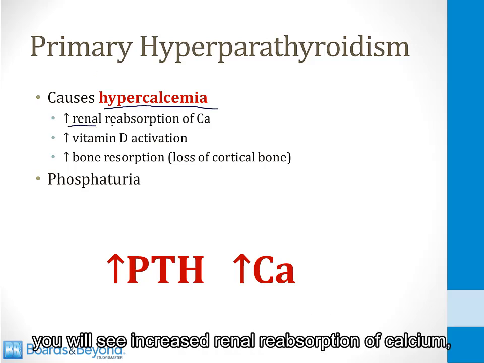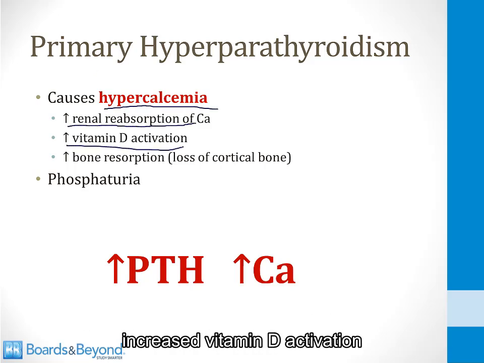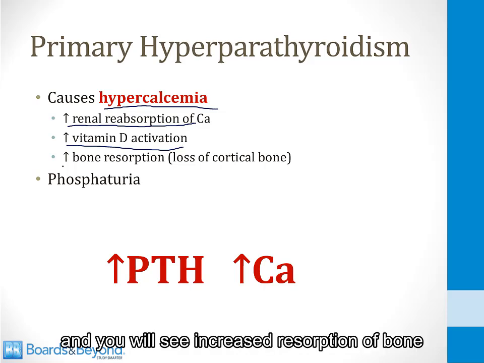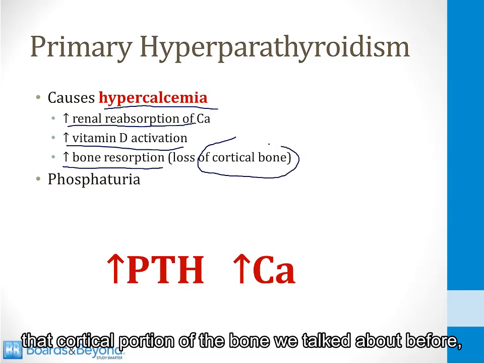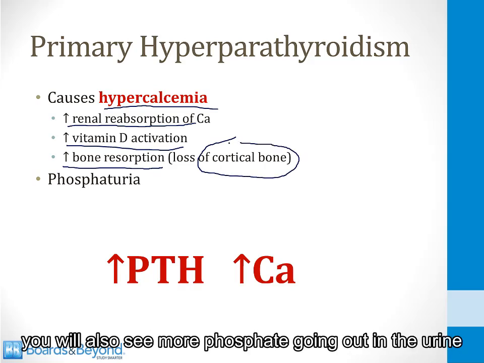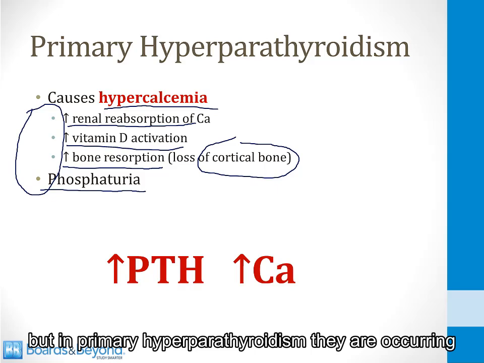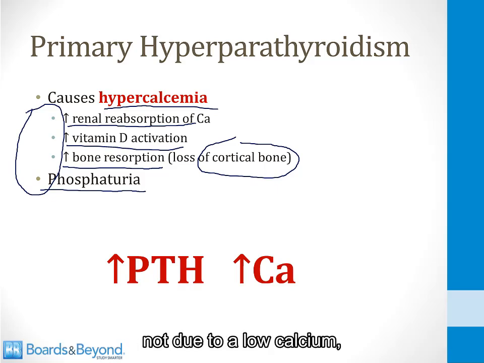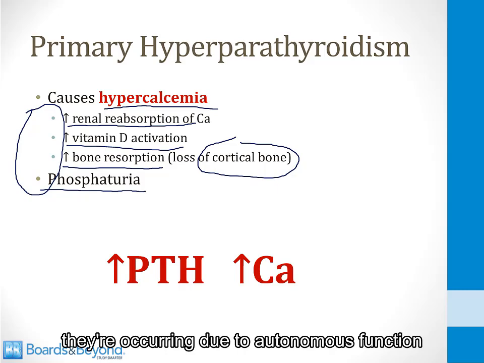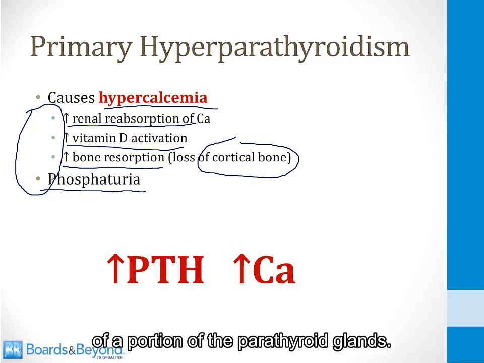You will see increased renal reabsorption of calcium, increased vitamin D activation, and you will see increased resorption of bone, that cortical portion of the bone we talked about before. You will also see more phosphate going out in the urine, and all of these are normal effects of parathyroid hormone, but in primary hyperparathyroidism, they are occurring not due to low calcium, they are occurring due to autonomous function of a portion of the parathyroid glands.